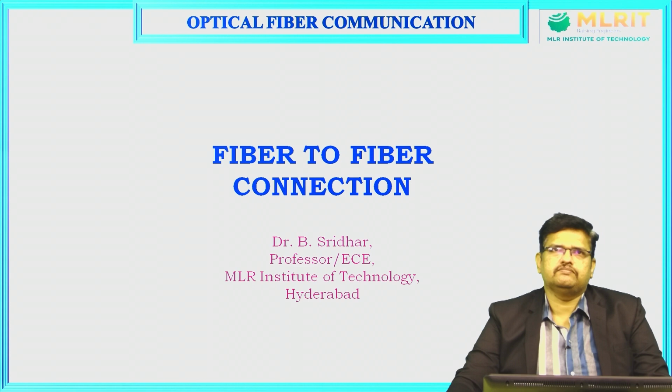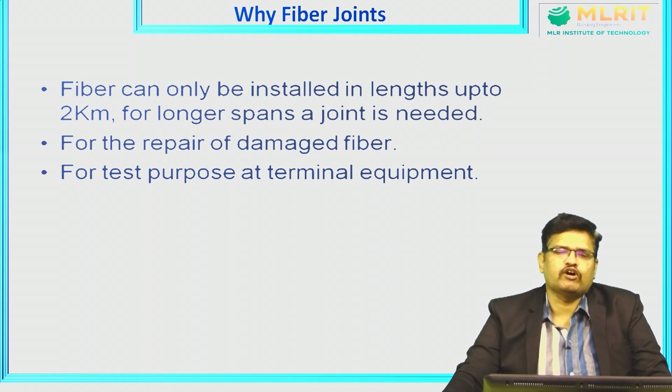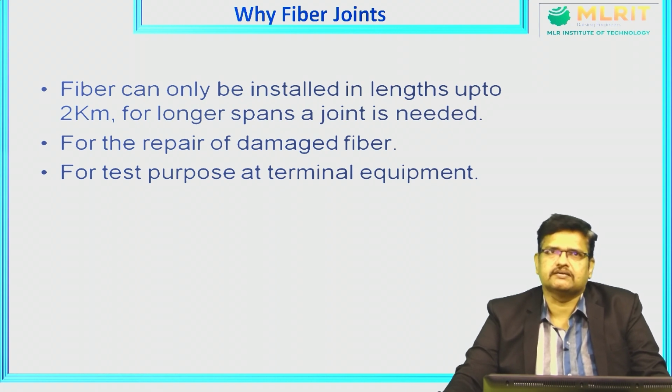Now, we are going to discuss fiber to fiber connection. First of all, we should understand why this fiber joint is required. In optical fiber communication, we transmit a light signal into the fiber. Practically, manufacturing a fiber of 10 or 20 kilometers is not possible. Maximum you can manufacture only 50 meters to 100 meters. So, we need to join two fibers. That is very important in an optical fiber communication system.